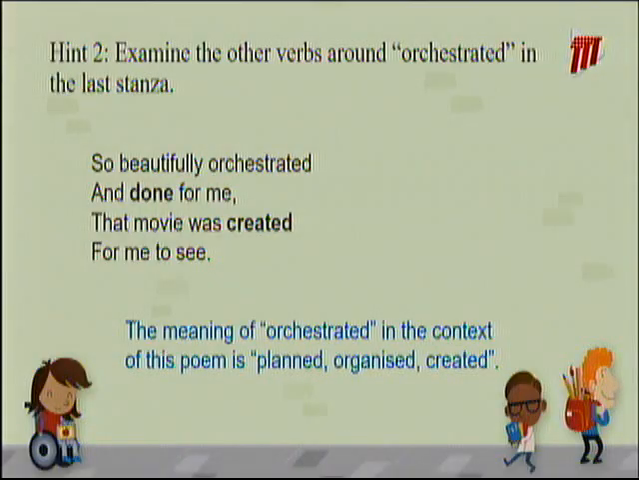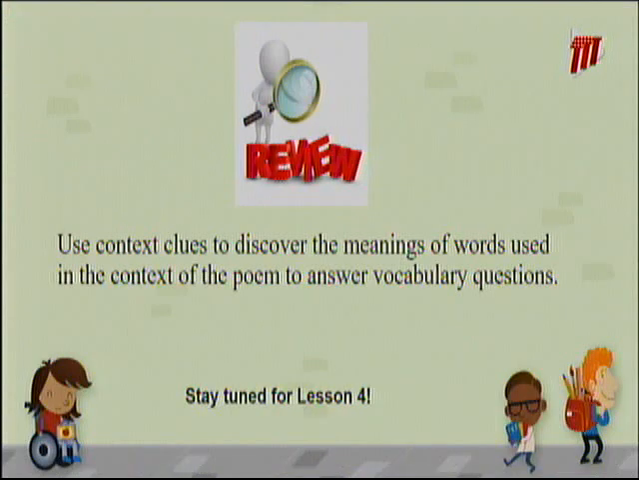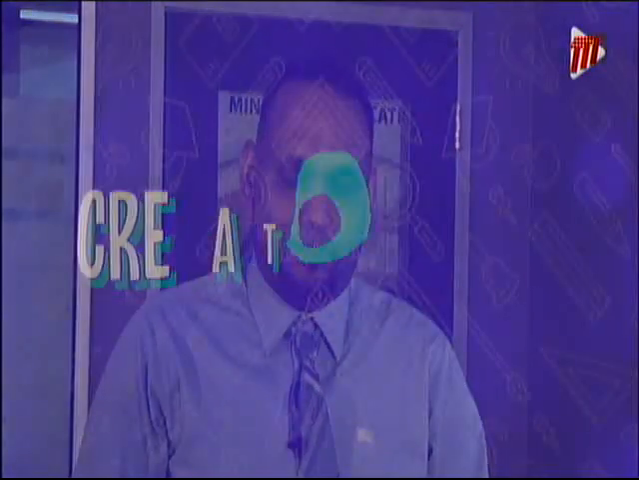All these words tell us that the meaning of the word orchestrated in the context of this poem is planned, organized, or created. Therefore, we can infer that the meaning of the word orchestrated in the context that it was used in this poem would be planned, organized, or created. Let's review. We use context clues to discover the meaning of words used in the context of the poem to answer vocabulary questions. Stay tuned. When we return, we're going to look at Lesson 4 of today's program.